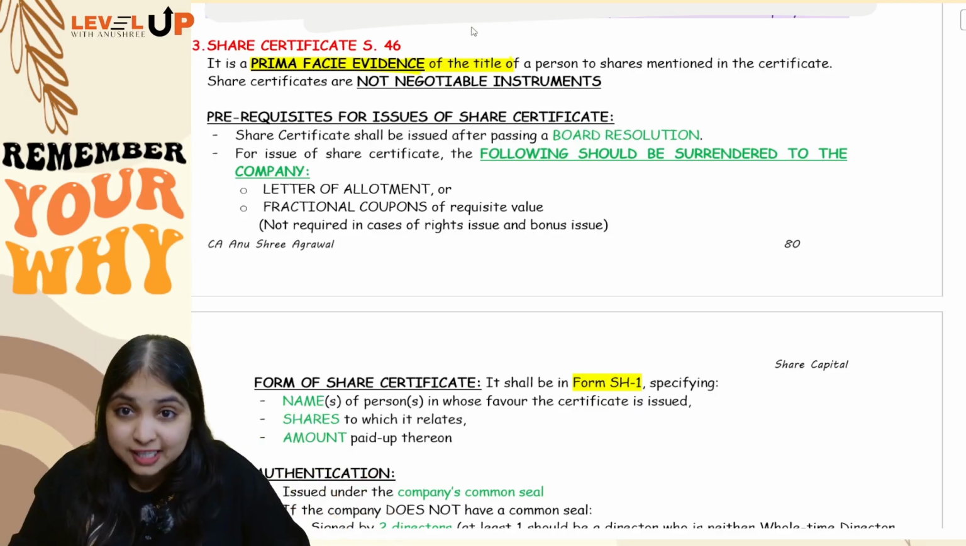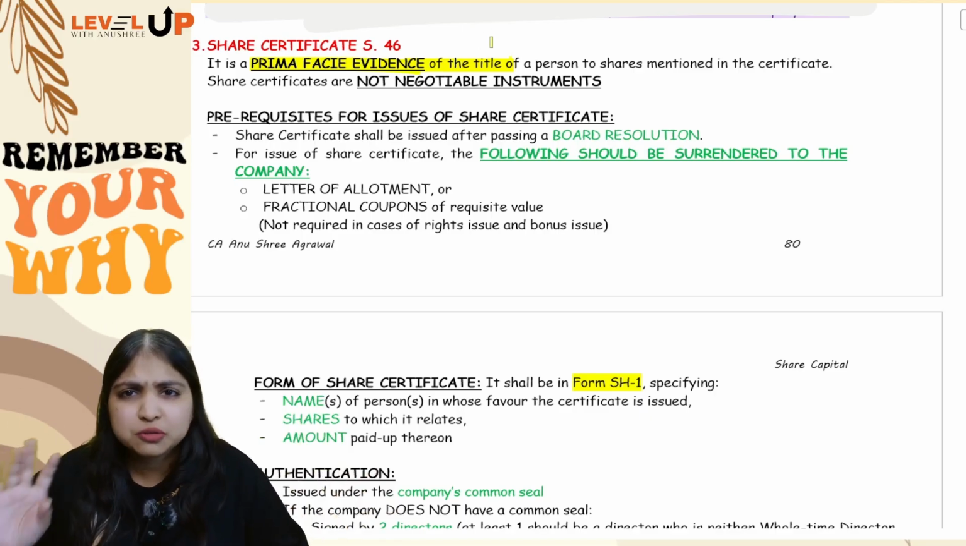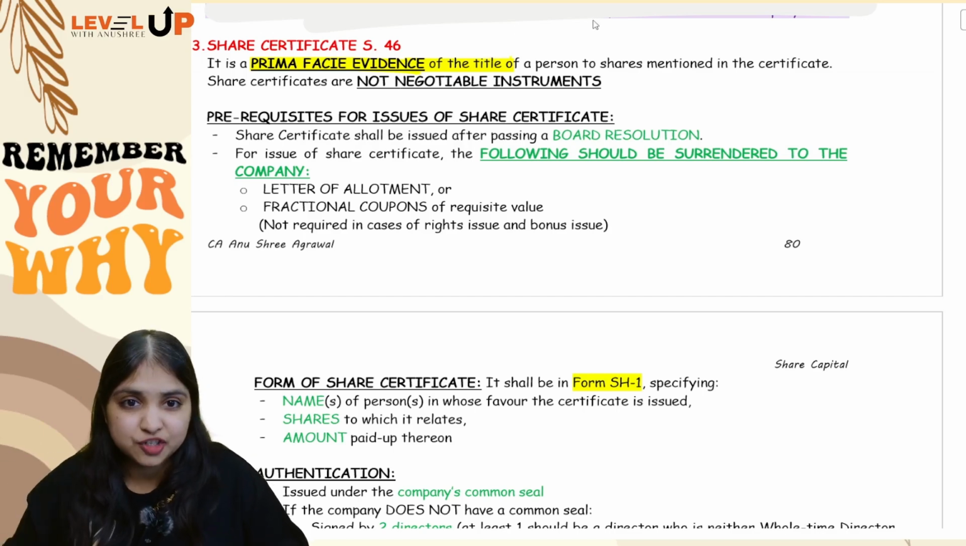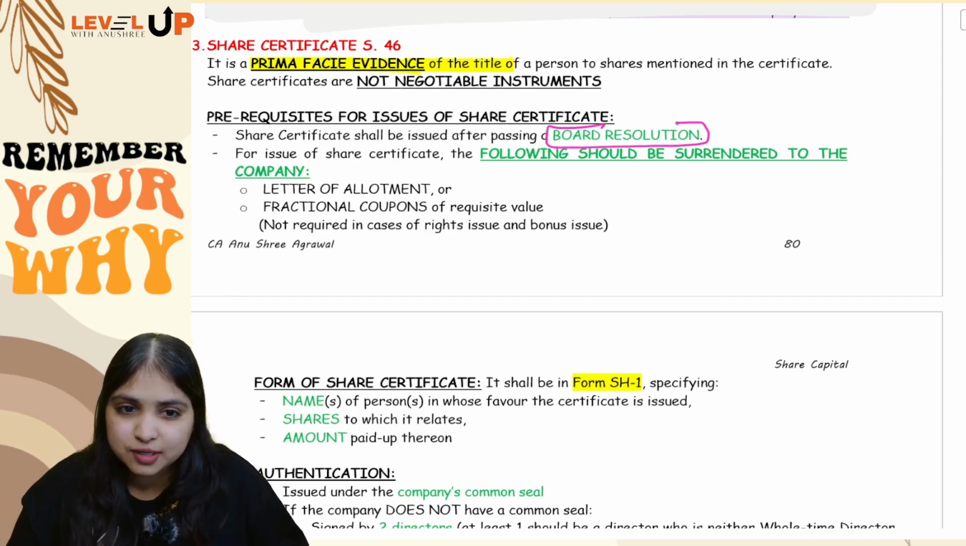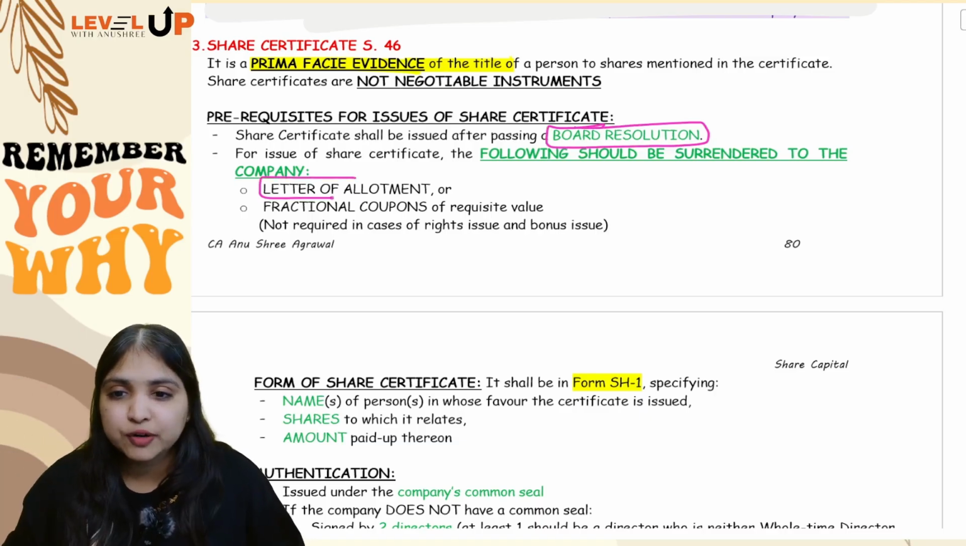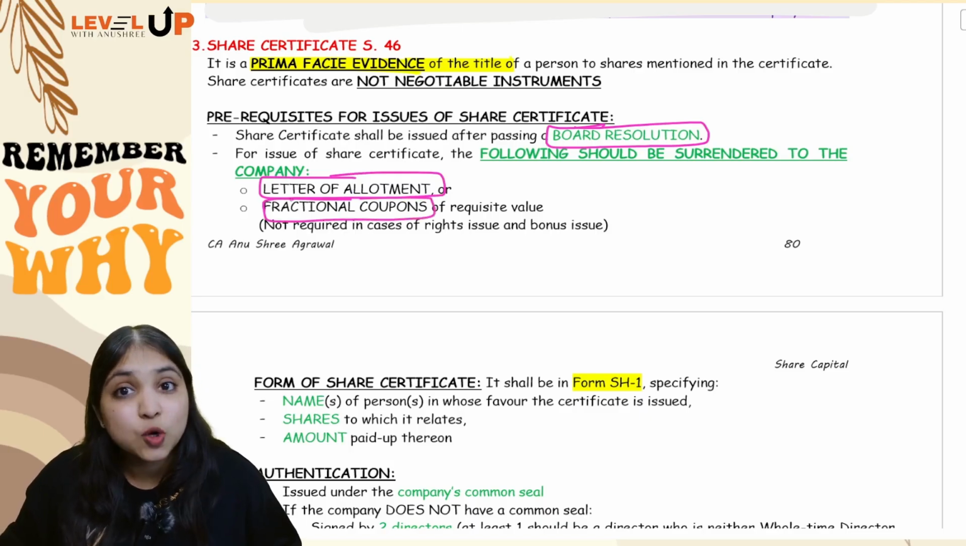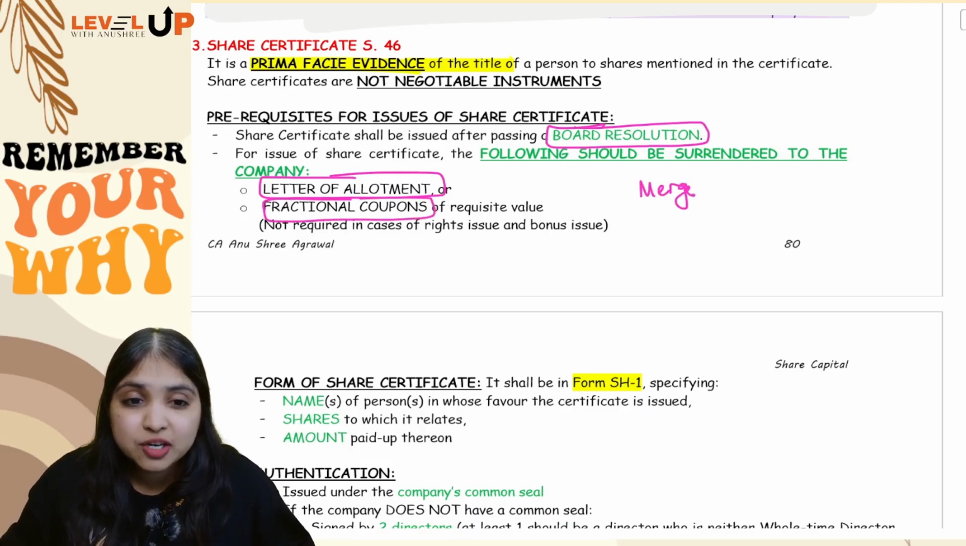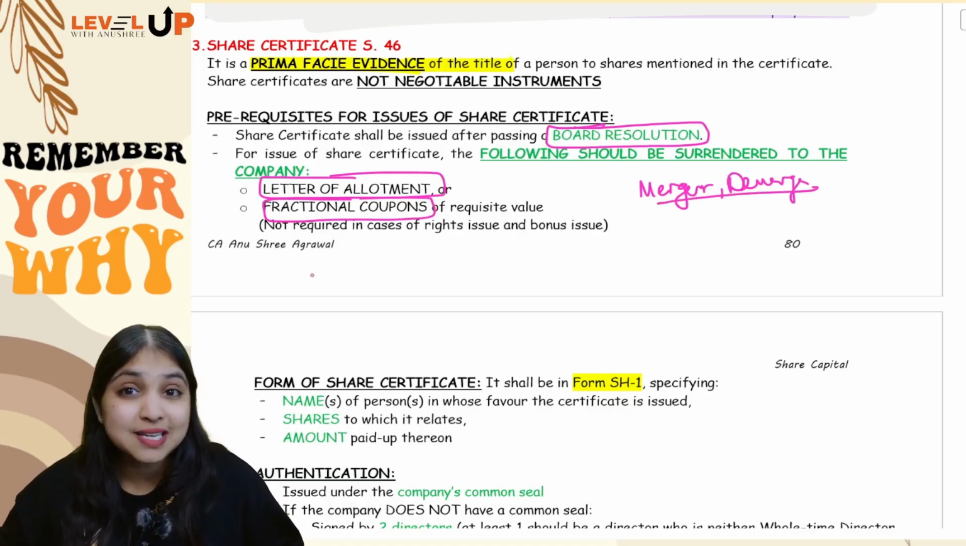Then before the company issues share certificate, two things have to be done. Before issuing the share certificate, number one, board resolution has to be passed, and number two, the shareholder has to surrender the letter of allotment to the company. But if fractional coupons are involved, do you remember fractional coupons guys? I told you in merger cases, in demerger cases and all, this concept of fractional coupons comes into the picture.